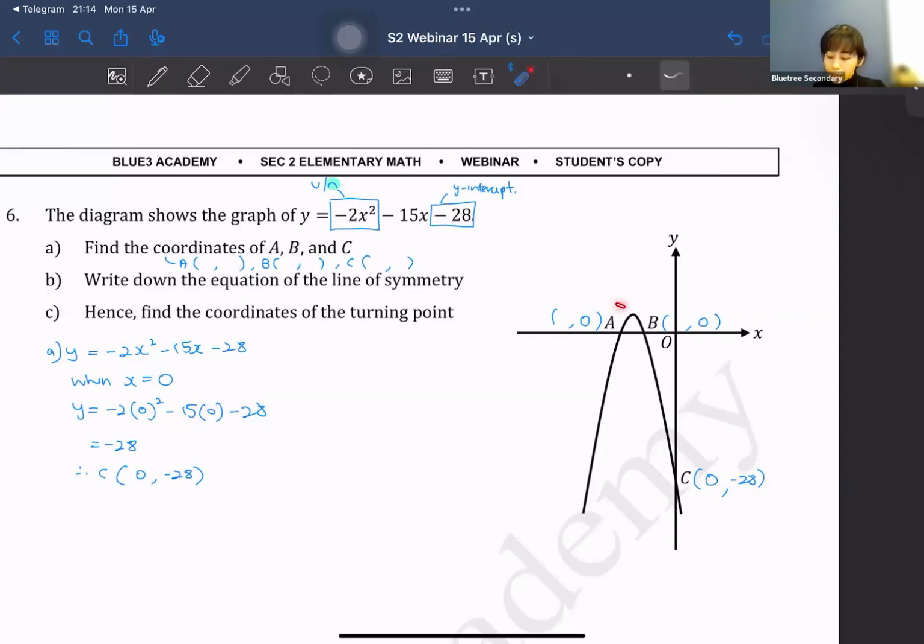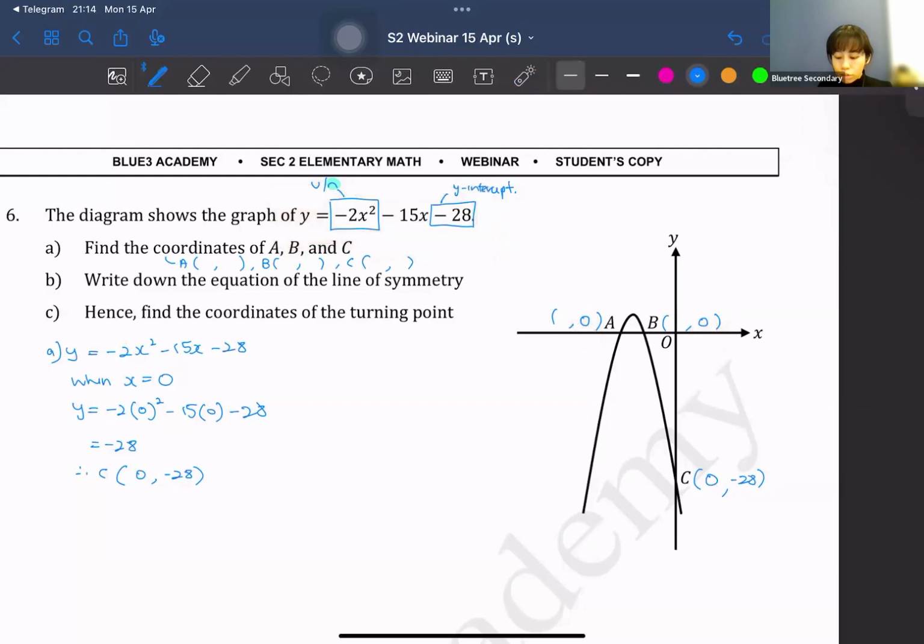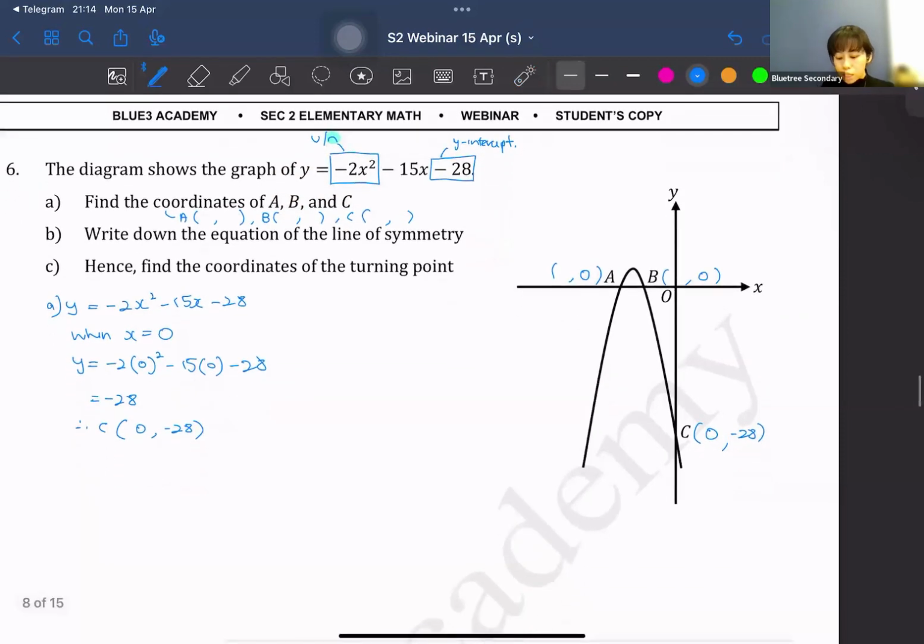To solve for A and B, you know that your y is equals to 0. So again, you have one function where the unknowns are y and x. You already know that your y is equals to 0. So you can substitute in 0 into the function and you'll be only left with one unknown. To solve for that one unknown, you have a quadratic equation. You need to use factorization to solve.